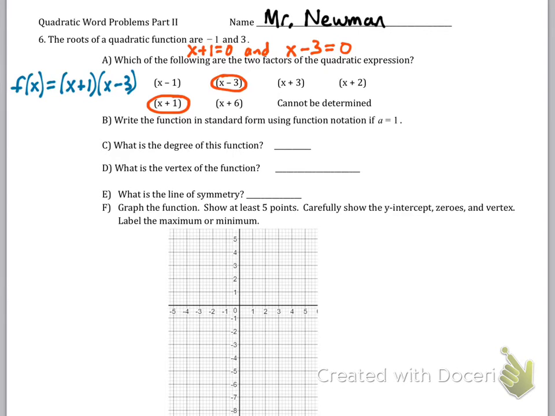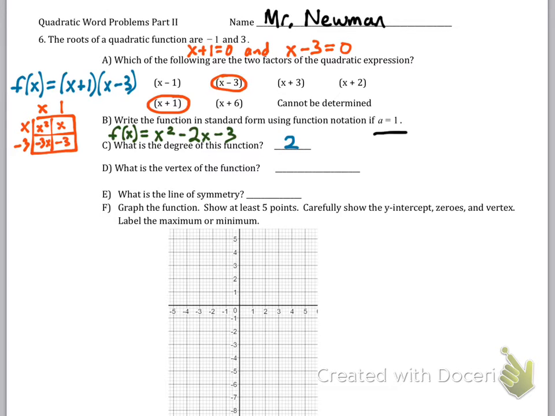We can find the equation, or the function, if we just multiply these two out. So that's the function. However, it's asking in standard form, which means we've got to multiply that out. So I'll use a Punnett square to multiply it, and we get f of x equals x squared minus 2x minus 3. This, if a equals 1, just implies that we don't need to multiply anything by this first term right here.